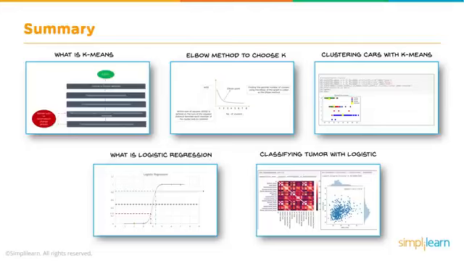We did a nice example of clustering cars with k-means, even though we only looked at the first 2 columns to make it simple and easy to graph. You can easily extrapolate that and look at all the different columns and see how they all fit together. And we looked at what is logistic regression. We discussed the sigmoid function, what is logistic regression, and then we went into an example of classifying tumors with logistics. I hope you enjoyed part 2 of machine learning.